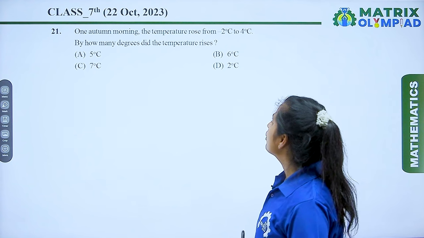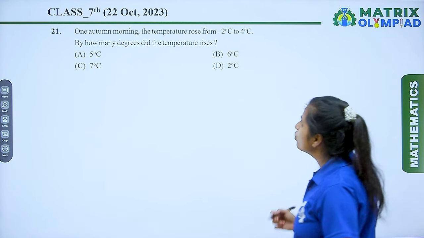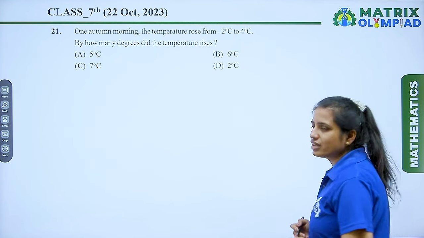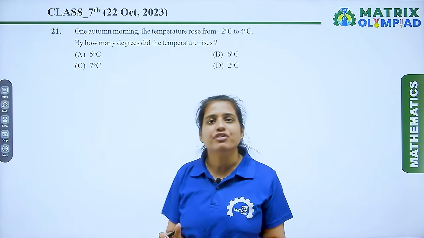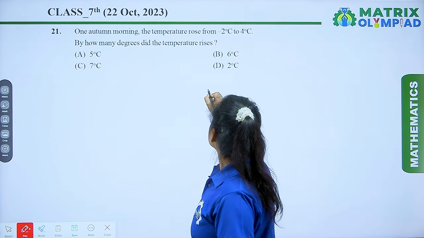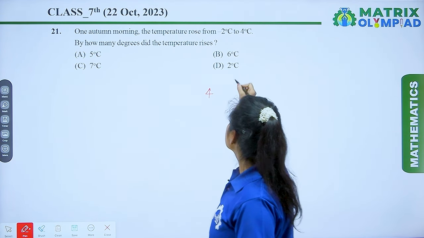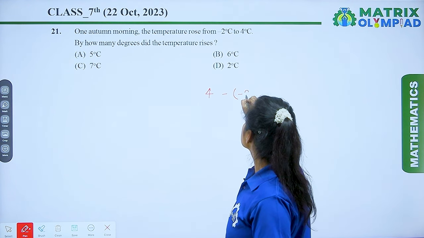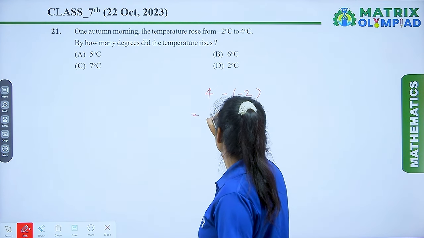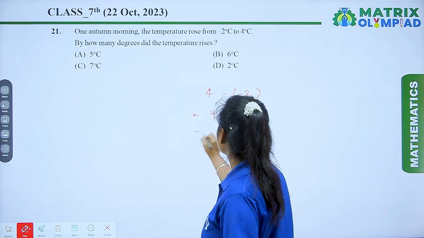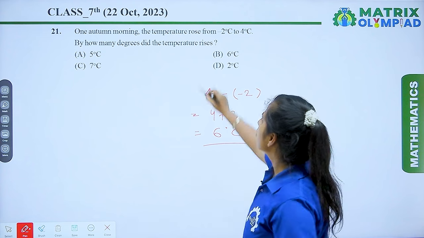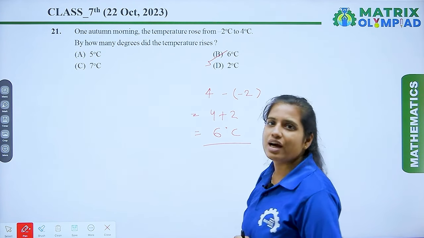One autumn morning, the temperature rose from minus 2 degrees Celsius to 4 degrees Celsius. By how many degrees did the temperature rise? So, we have to find out the difference between these two temperatures. Present temperature is 4 degrees Celsius and initial temperature is minus 2 degrees Celsius. So, here 4 minus minus 2 is plus 2, so the answer is 6 degrees Celsius. Here option B is the correct answer.